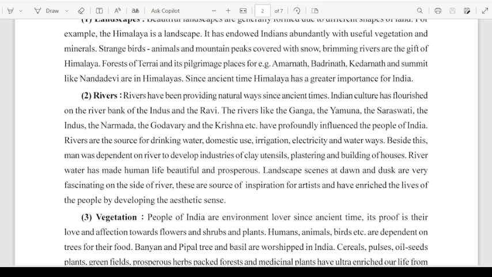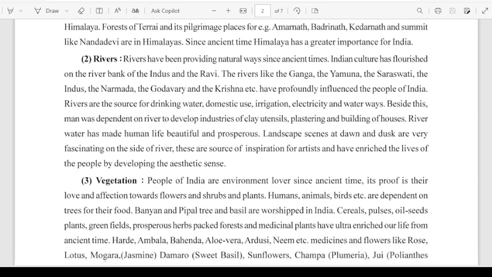Besides this, man was dependent on rivers to develop industries of clay utensils, plastering, and building of houses. River water has made human life beautiful and prosperous. Landscape scenes at dawn and dusk are very fascinating on the side of a river. These are a source of inspiration for artists and have enriched the life of the people by developing the aesthetic sense.